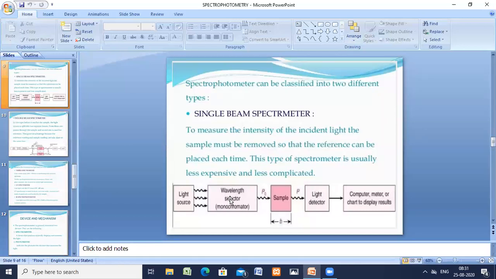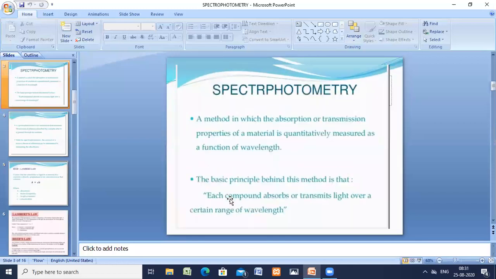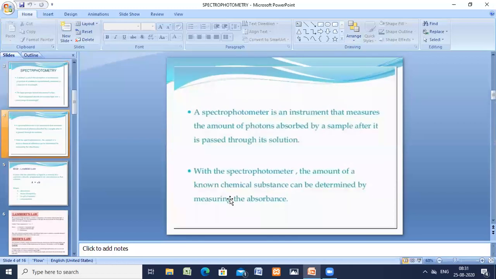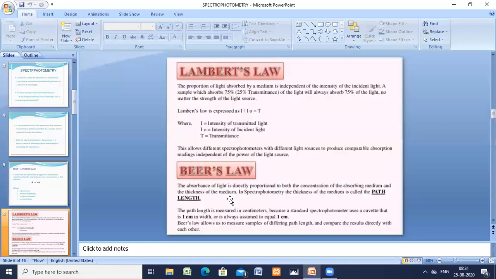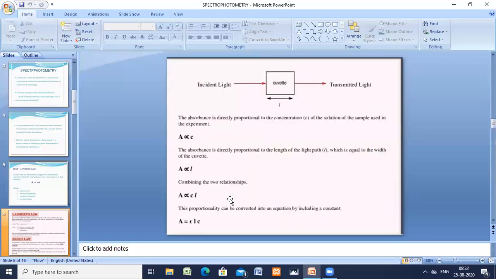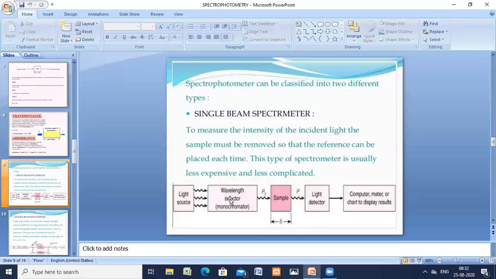Okay, so we have seen the principle. What is spectrophotometry? The principle behind that: Lambert's law, Beer's law, and what is transmittance, what is absorbance. So now we'll see the instrumentation.